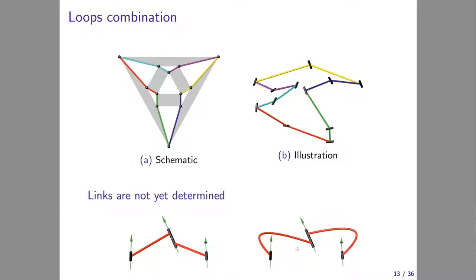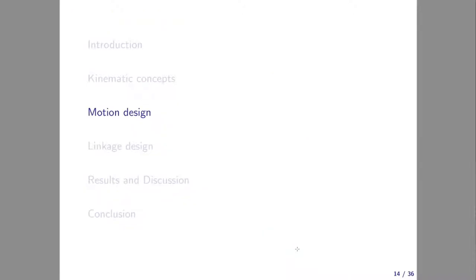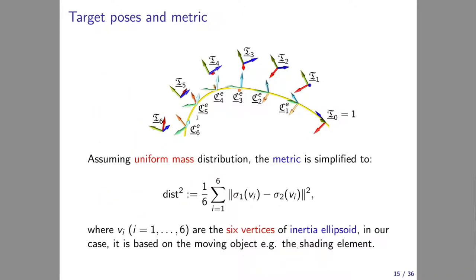But first, let's see how do we get this reasonable useful cubic motion, namely that's the motion design. A cubic motion here is represented by this yellow curve. Here's the identity. And we try to use this cubic curve to approximate some poses, which are called the target poses. And for the approximation, we use this distance function, namely the metric, came from this initial ellipsoid defined by the sixth vertex. In our case, it's based on the moving object, namely the shading element.